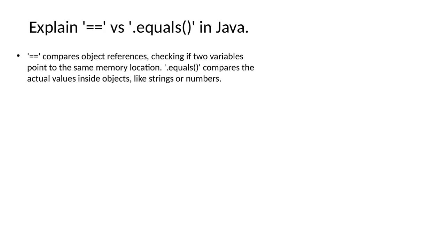This distinction is important because two different objects can hold the same value but reside at different memory addresses, so == would return false while equals() would return true. Understanding when to use each helps avoid bugs, especially when working with objects like strings, where value equality is often what you really want to check.